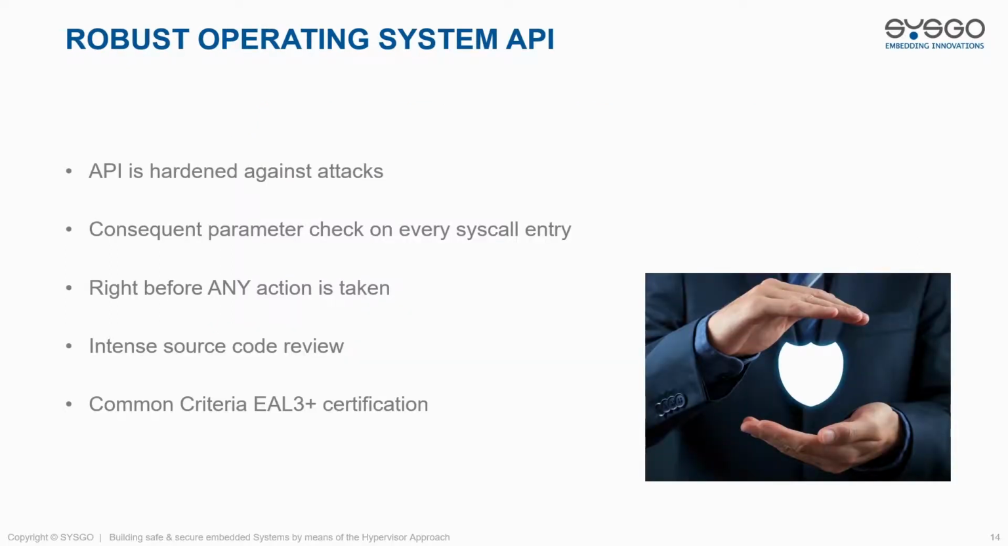In addition to that, in a hypervisor being used for the security and safety environment, the API is hardened against attack. So what does that mean? Whenever a system call is issued to the kernel, all the parameters are checked before any action is taken. This has been verified by an intense source code review and backed up by a Common Criteria EAL3+ certification. This is possible because the microkernel itself is relatively small, with 3000 lines of code only, and the criteria evaluation includes the system software, which is another 10,000 lines of code, which in this case is quite manageable.